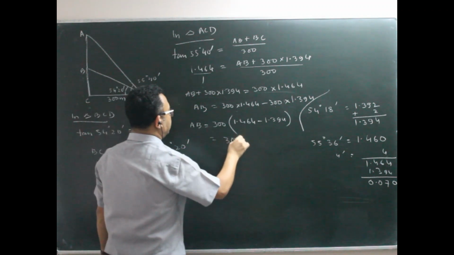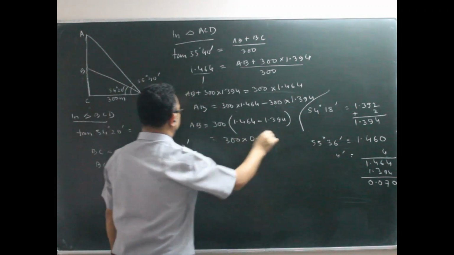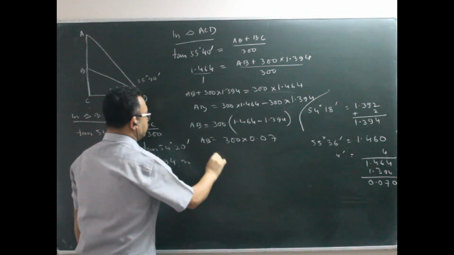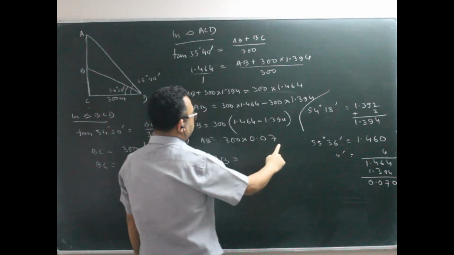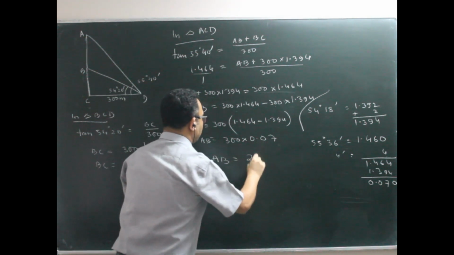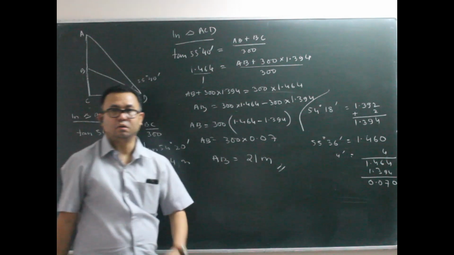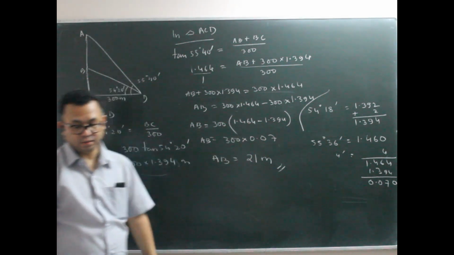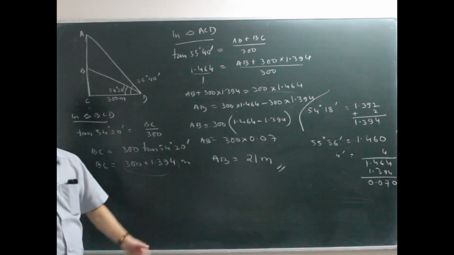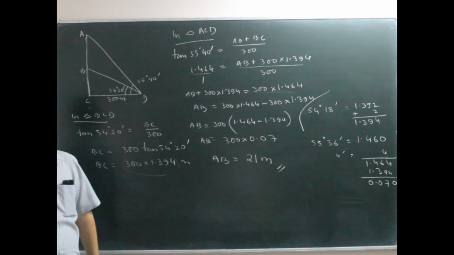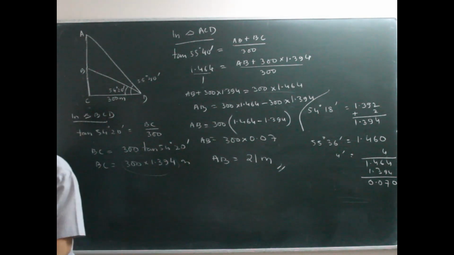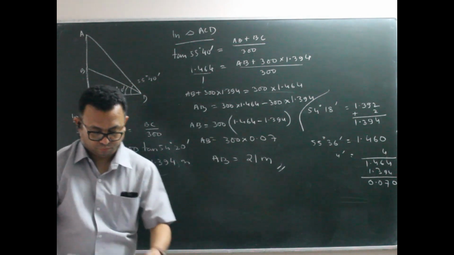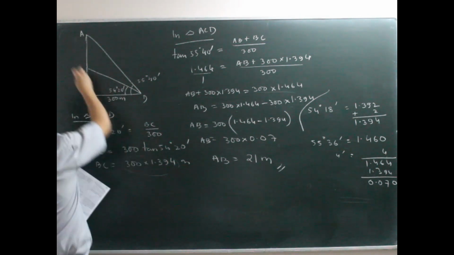That is equal to 300 into 0.07. So that is the value of AB. I just multiply this: 2 zeros and 2 decimals are gone, so AB is 21 meter. You don't even have to convert it into the nearest meter, as the answer that has come is already the nearest meter. So that is 21 meter. Oh, I forgot to write the question number. This is your question number 26.